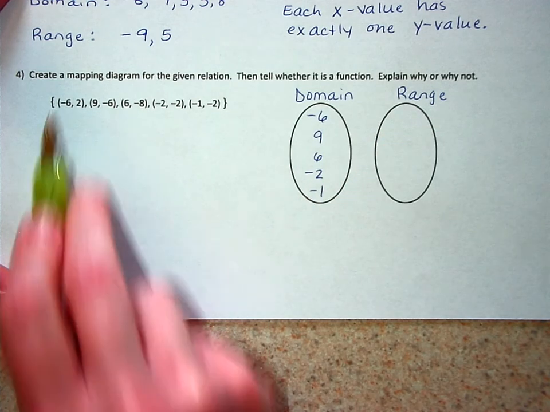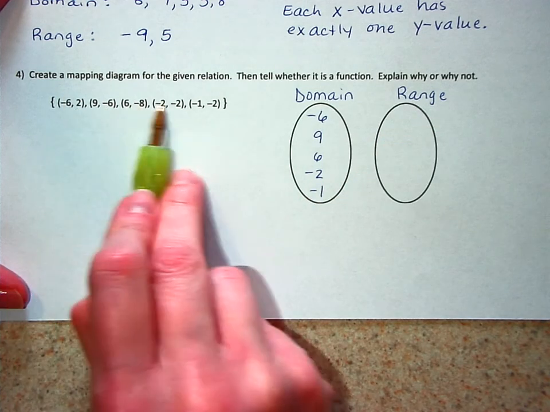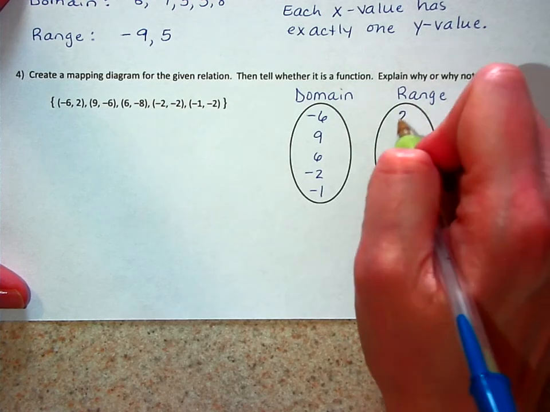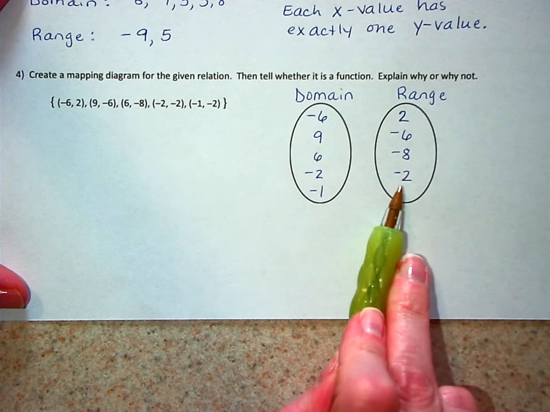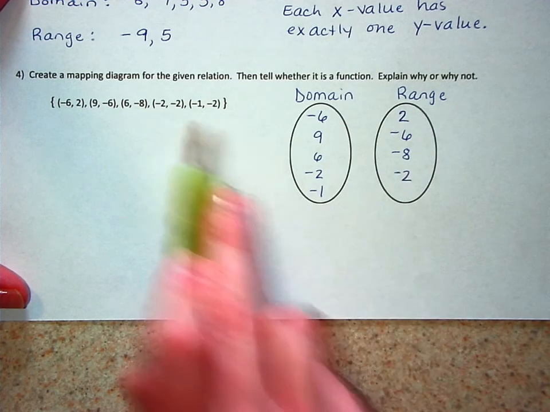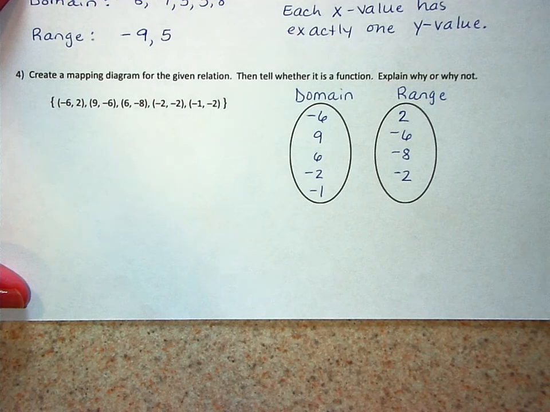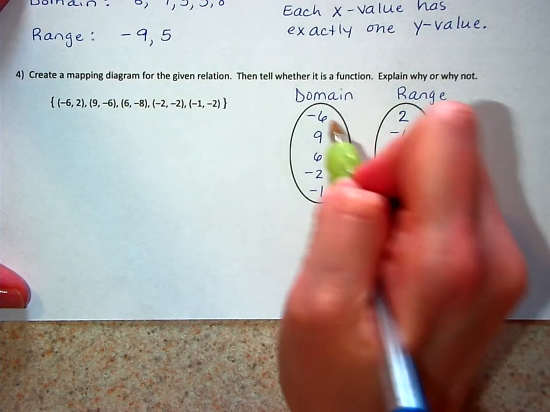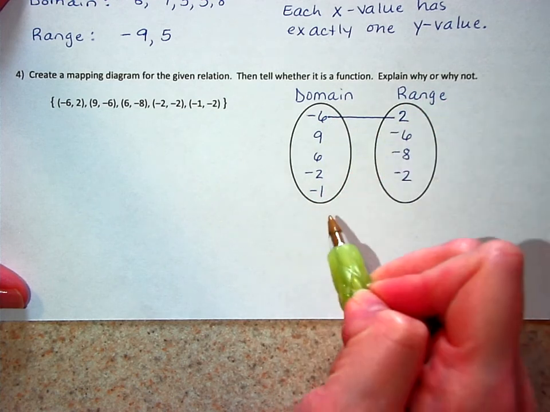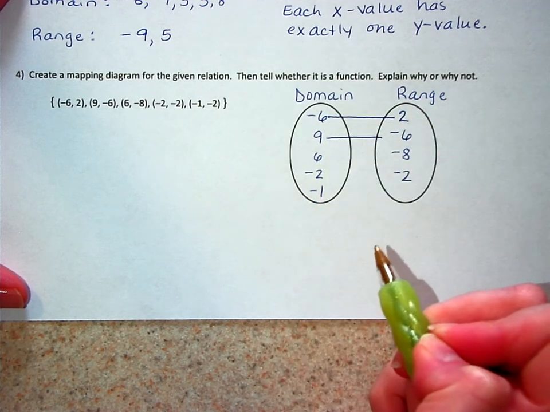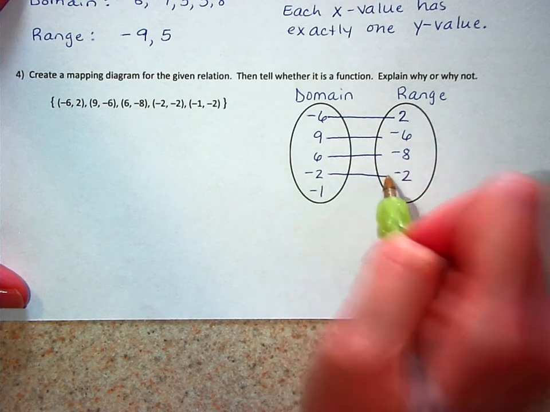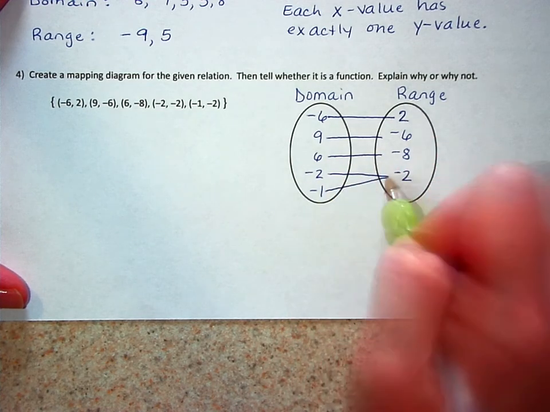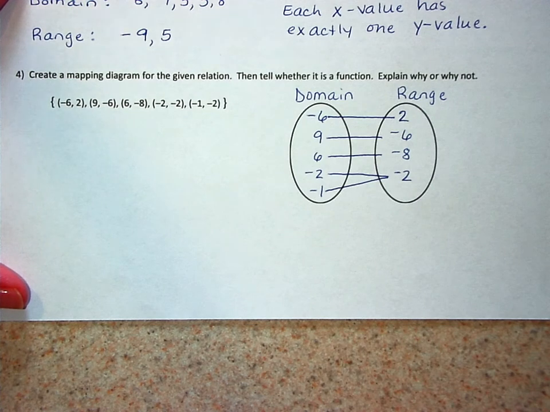Your range, those are your y values. So we have 2, -6, -8, -2, -2. Now I'm only going to write -2 once because that one -2 represents all of the -2's that are in the range. Okay, so now map your domain onto your range. So -6 maps to +2, +9 maps to -6, 6 to -8, -2 to -2, and then also -1 to -2. So there's our mapping diagram.